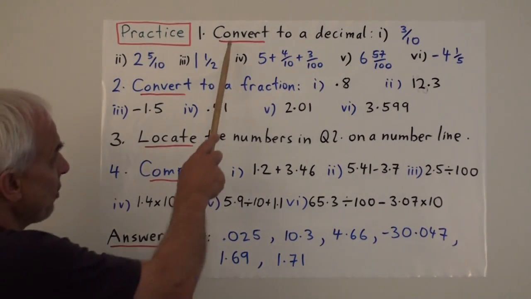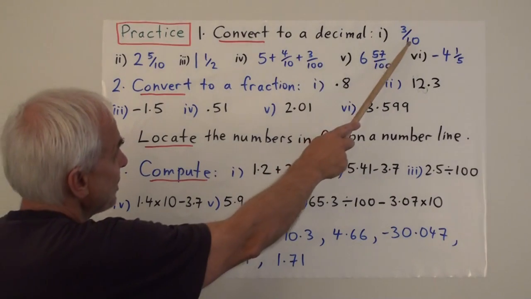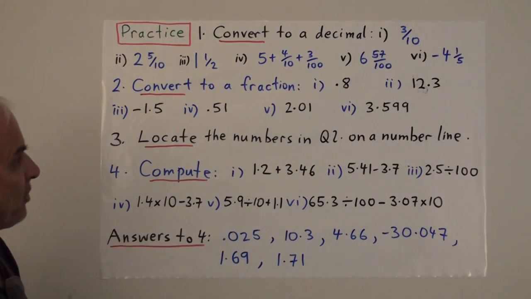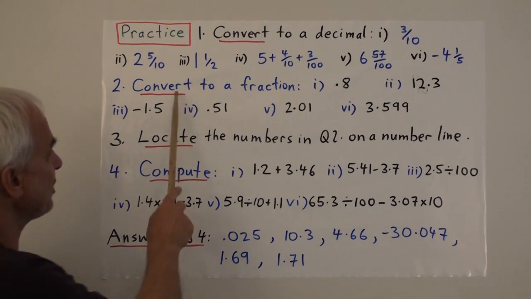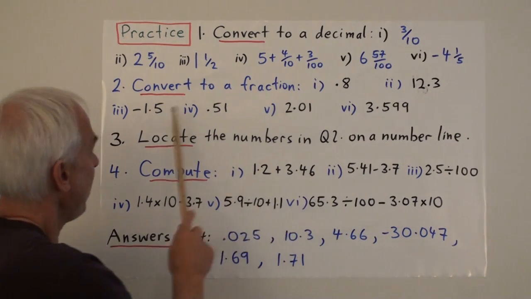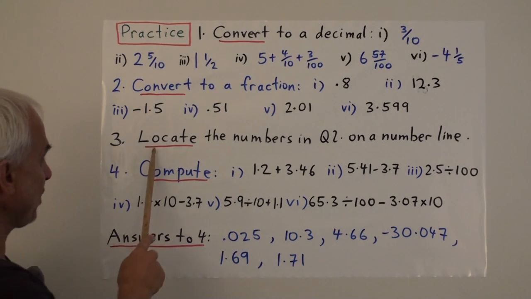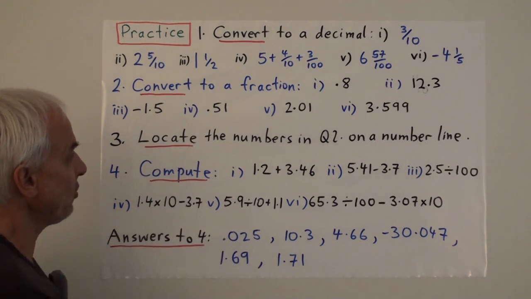So, convert to a decimal. Here are some fractions, and you get to convert them to decimals. And here are some decimals, and you get to convert them to fractions. And question 3 is to locate the numbers in question 2 on a number line.